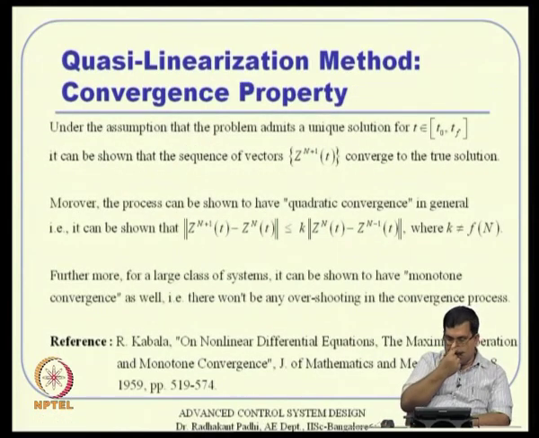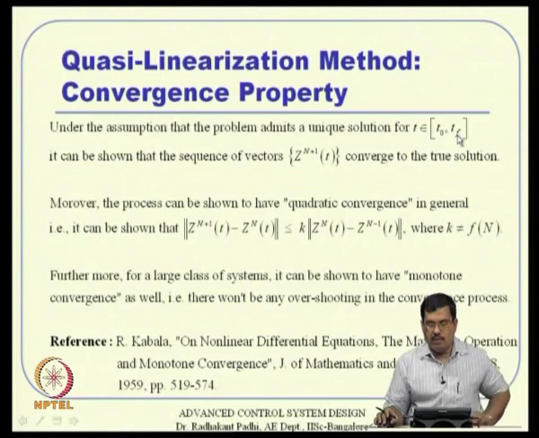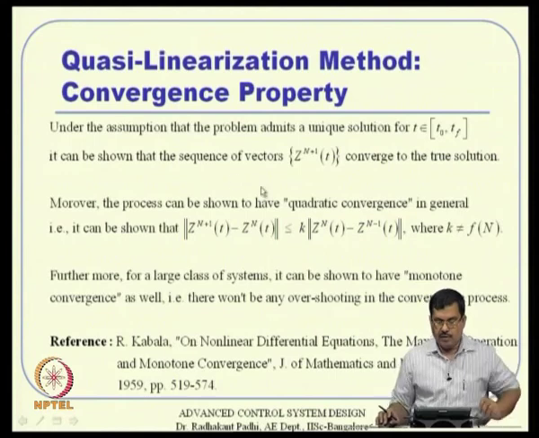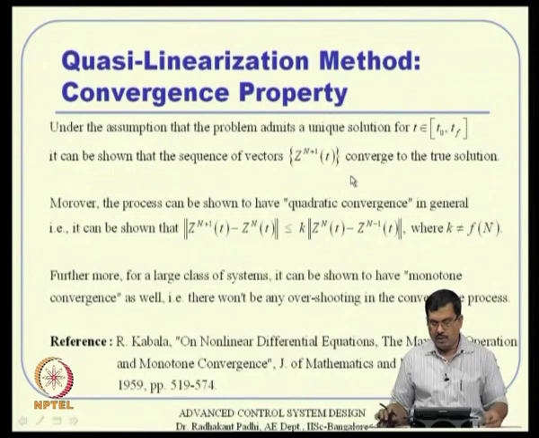Now, there is a very neat convergence property of this quasi-linearization method, and the theorem reads something like this. Under the assumption that the problem admits a unique solution, that is what we wanted in the beginning, remember that one of the assumptions was that between t 0 and t f this problem has a unique solution. Under that assumption, it can be shown that the sequence of vectors that you are computing in an iterative sense will actually converge to the true solution. That is the first guarantee.